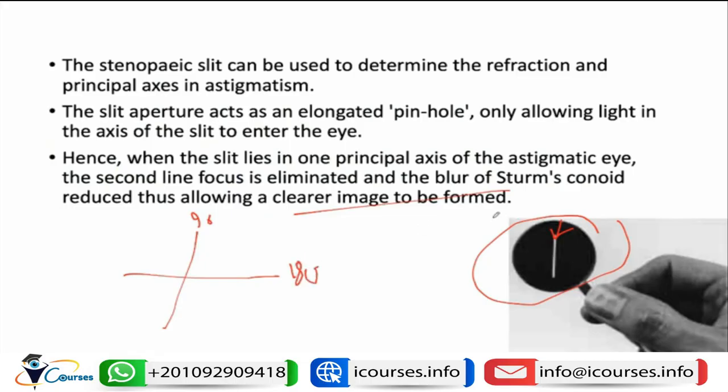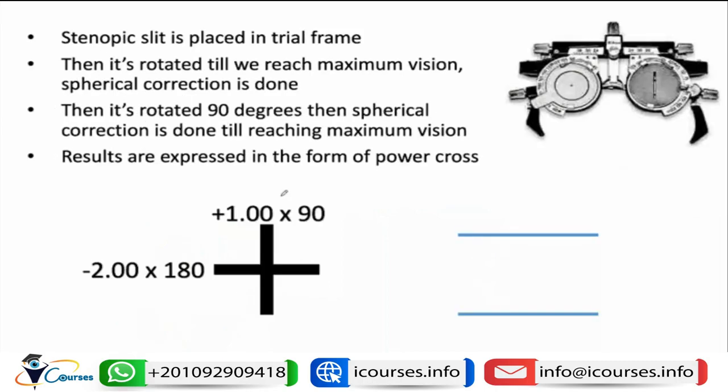So when we place the stenopic slit with the slit in the vertical meridian, the patient will see a clear image at this meridian, and the image of the perpendicular meridian will be eliminated. So the patient will see a very bright image, and that's why we can say that the patient has an astigmatism in the axis of 90 degrees. So we place the patient.